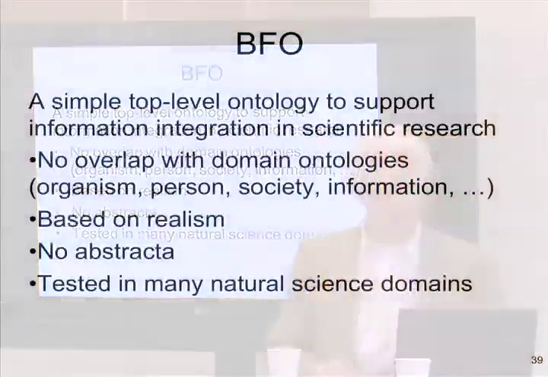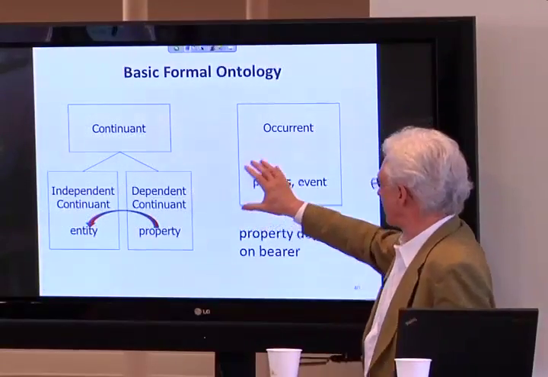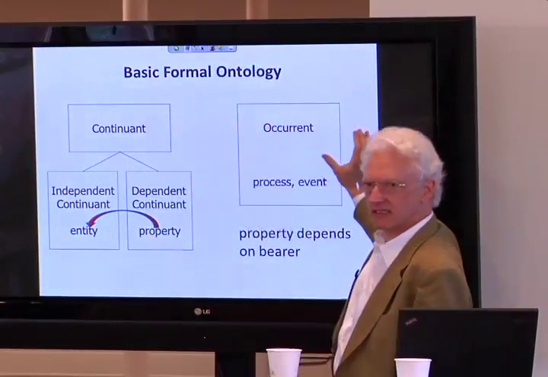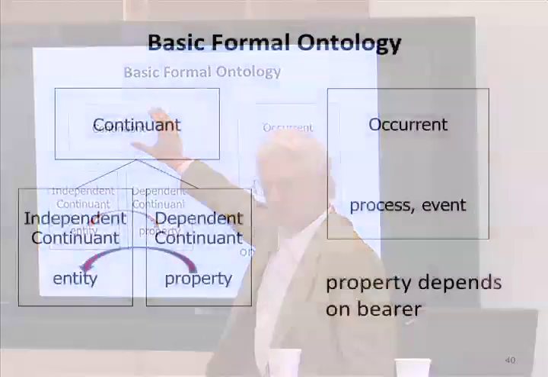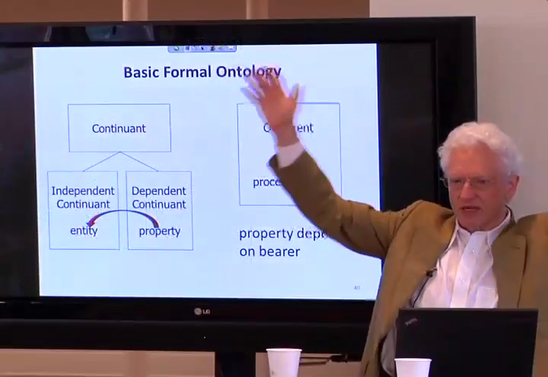So BFO is a simple top-level ontology, which was built to support this kind of scientific information integration. And this is the very top level, very simple presentation. So we have two kinds of entities. We have continuants, which continue, for instance, cells, organisms, planets, mountains. And we have occurrents, which are processes or events, like my arms waving now.